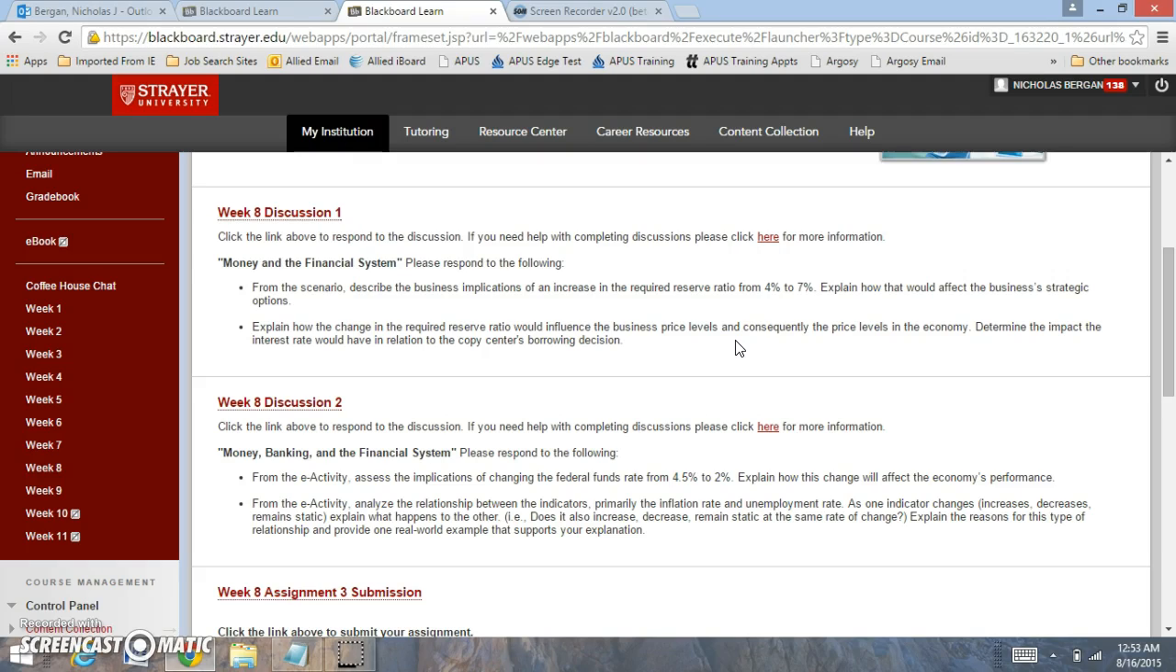In the first discussion board, you're looking at money in the financial system, and you want to go to the scenario and look at what happens if the required reserve ratio decreases, going from 4 to 7%. How is that going to affect the lending of a bank? And given that the lending of a bank is going to change, how is it going to affect the ability of a business to loan money or to get money from a bank?